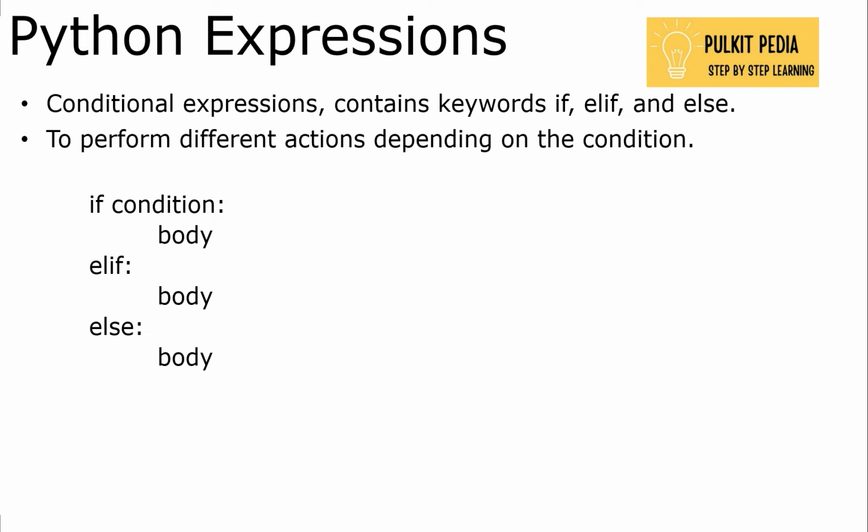For example, you have a variable a whose value is 10. You want to check whether a has a value greater than 5 or not. That is a particular condition. In the if block, you define a condition, then a colon, and if this condition is met, the body of the if will be executed. If it isn't met, then the body of the else part will be executed.